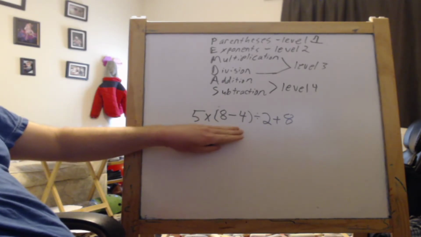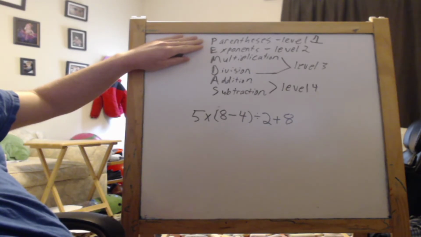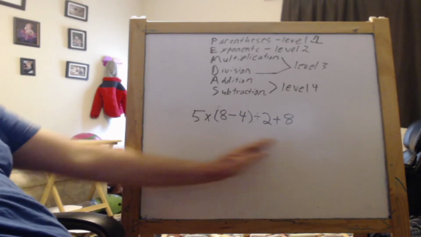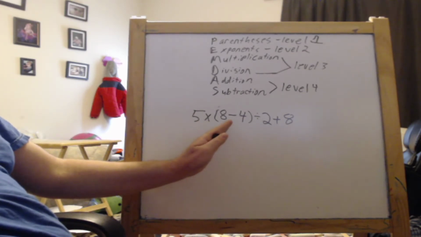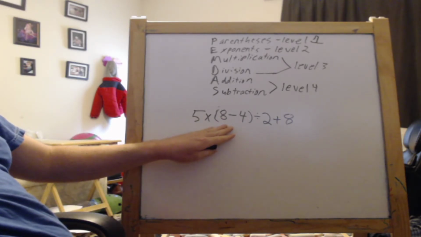Anyway, let's do this problem here. So the first level is parentheses. So we do what's in parentheses first, from left to right. There's only one thing in parentheses right now, which would be 8 minus 4.